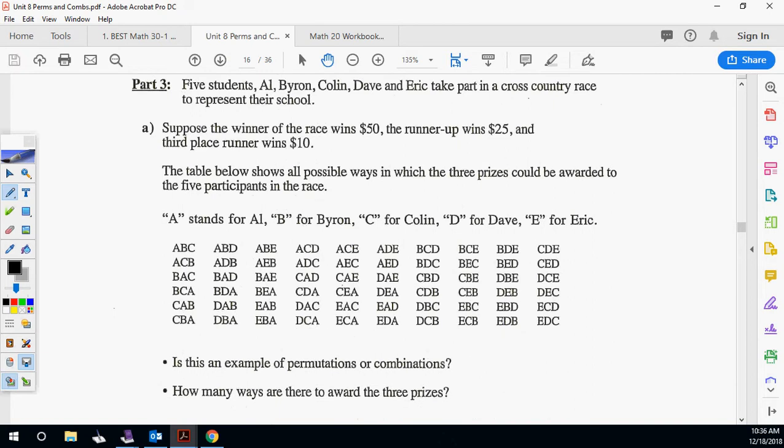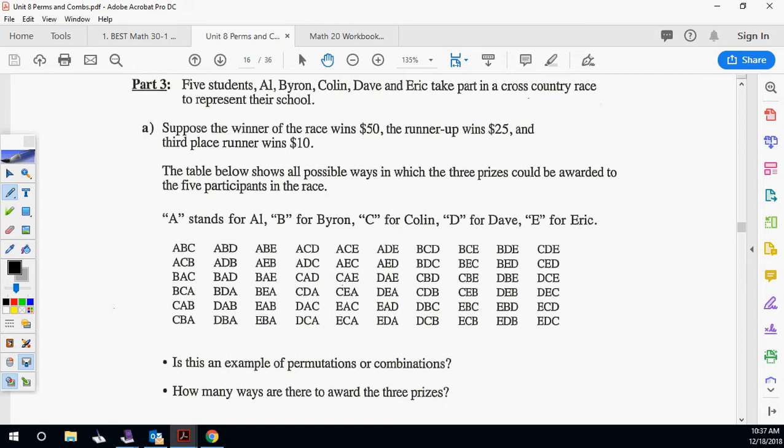Going through this here, a little investigation. We're looking at the two different options again. 5 students, Al, Byron, Colin, Dave, and Eric, take part in a cross-country race to represent their school. Suppose the winner of the race wins $50, the runner-up gets $25, and third place gets $10. The table below shows all the possible ways in which the 3 prizes could be awarded to 5 participants. A for Al, B for Byron, C for Colin, D for Dave, and E for Eric. So here's all the different top 3 finishes possible.